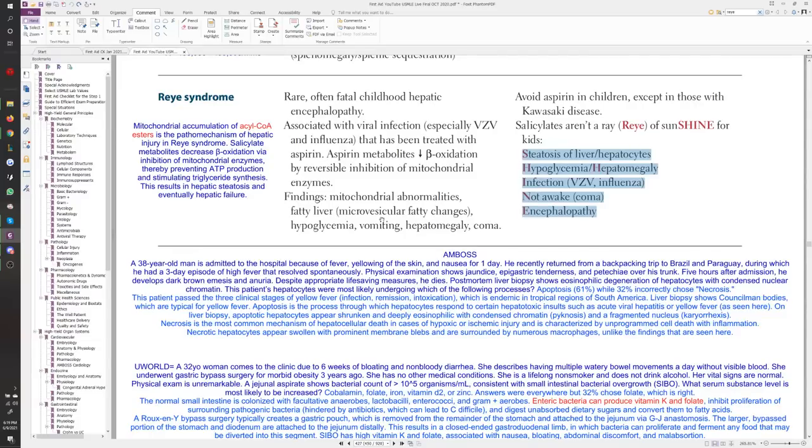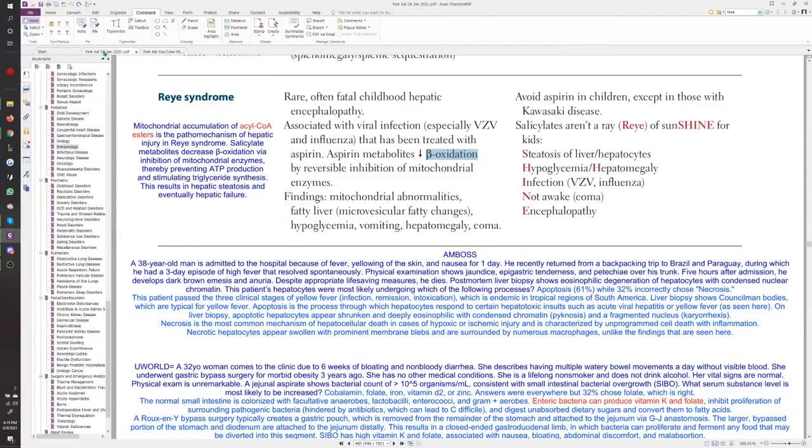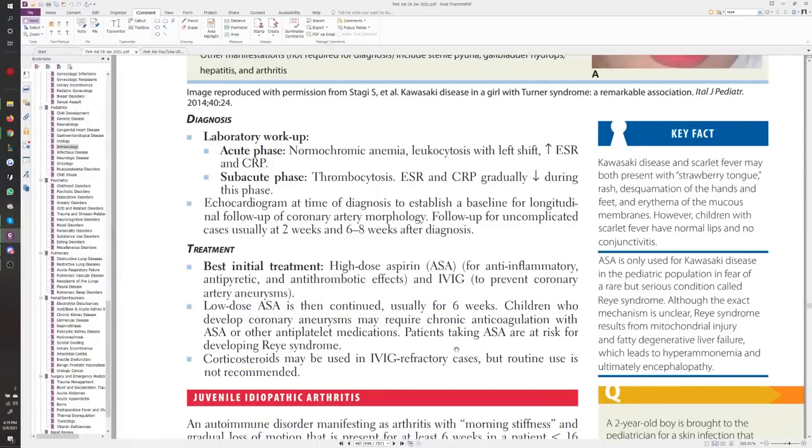So what happens is when you reduce the beta oxidation, you end up having too many acyl-CoA esters, and that actually is what's going to lead to hepatic injury. So that was the very specific thing you needed to know for Step 1. In CK, it's just important to remember that when they say there's a risk of developing Reye syndrome, they're saying there's a risk of developing hepatic encephalopathy.